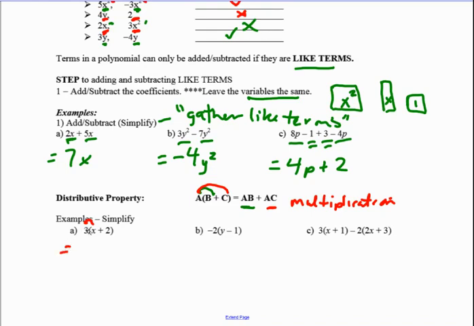All right. 3 times x is 3x, and 3 times 2 is 6. And there's nothing to do further than that. So we're finished. Some people might go, oh, well, that's now 9x. No, you don't want to do that. That's a big mistake. So don't feel like you can combine those. These are different terms. They're unlike terms.